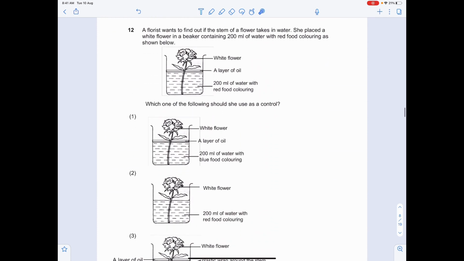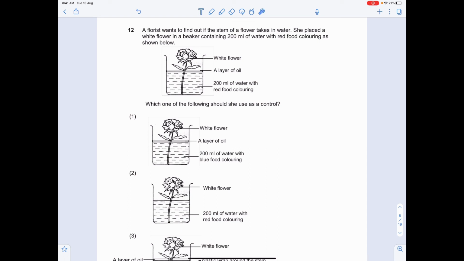Moving on. A florist wanted to find out if the stem of a flower takes in water. She placed a white flower in a beaker containing 200 ml of water with red food coloring dye, as shown. Which of the following should she use as a control? Now, a control basically shows that whatever results you have gotten are due to the experimental variation that you have made.